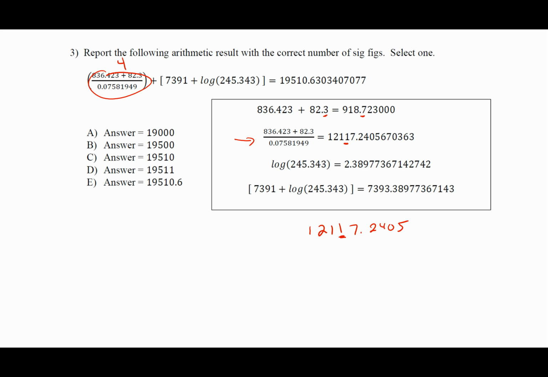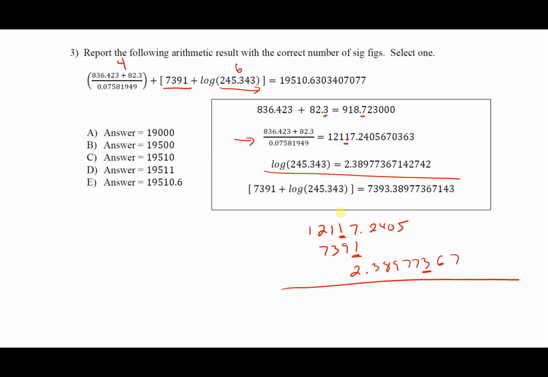7.2405, etc. Okay, the next number is pretty concise. It's just this number. So 7391, underline the 1. And then we have the logarithm of something with 6 sig figs, which means we have to keep 6 sig figs after the decimal place. So here's our logarithm of that, 2.389773. That's 6 sig figs after the decimal place, 67.